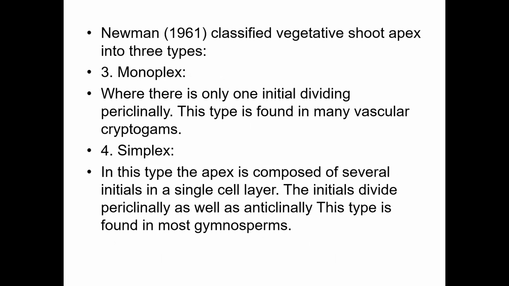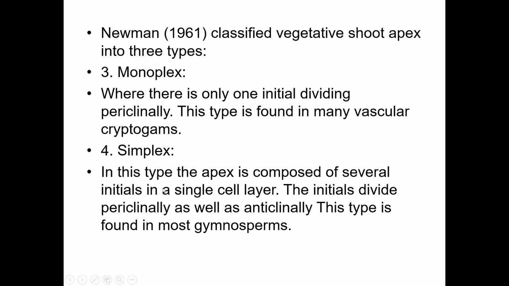Newman classified the vegetative shoot apex into three types: monoplex, simplex, and duplex. In the monoplex type, there is only one initial dividing periclinally, and this type is found mainly in vascular cryptogams. So monoplex means only one initial dividing periclinally. It is seen in vascular cryptogams.